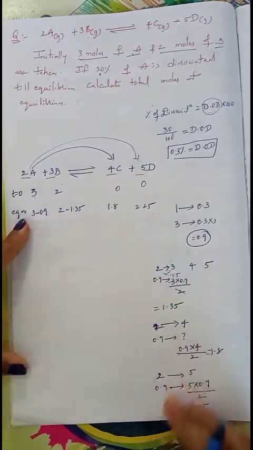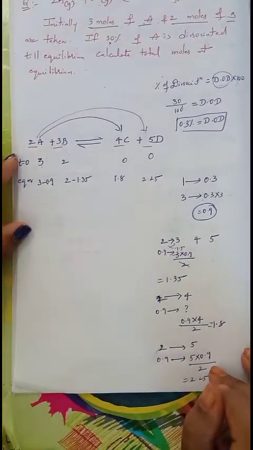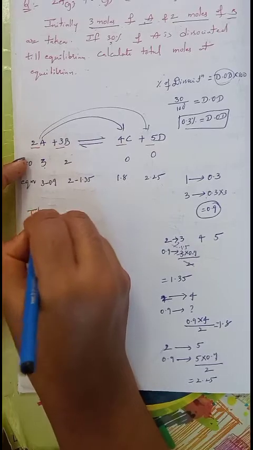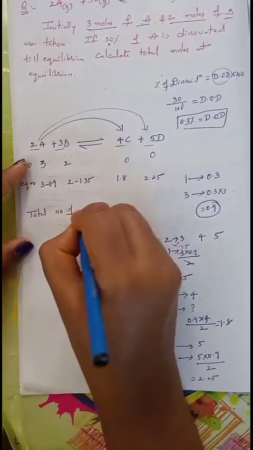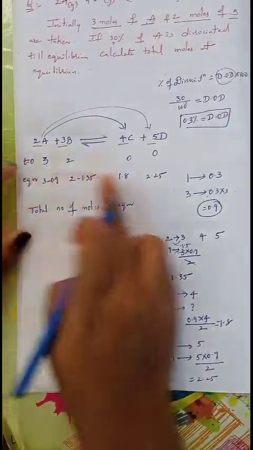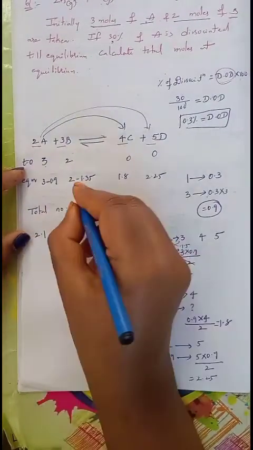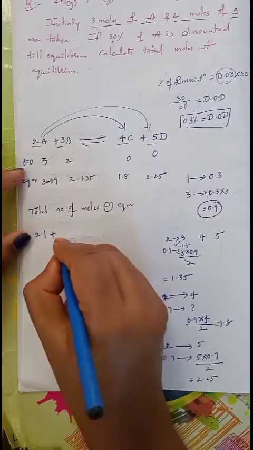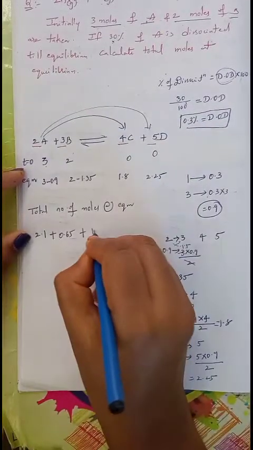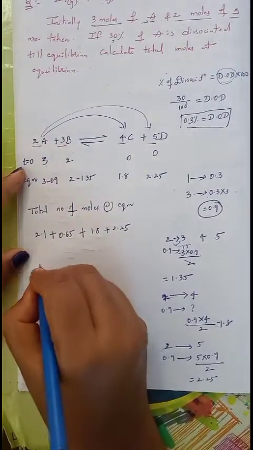This is the major part of what you want to do in the exam. If you know this, it becomes very easy to calculate this. Okay, 2.25. Then the total number of moles at equilibrium, that we want to find out. You just add all the four. So 3 minus 0.9 is nothing but 2.1, plus 2 minus 1.35 is nothing but 0.65. I am directly subtracting, plus add this also 1.8 plus 2.25. By adding all this you will get the total number of moles.